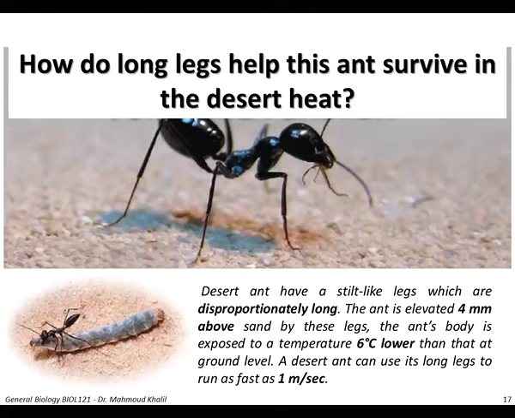You can see as well, in the bottom left figure, that these long legs help the ant to feed over a larva. You can see that it can stand over the larva and start to eat. So this is a kind of adaptation that happened over years to adapt this ant to live in a very extreme condition like the desert.